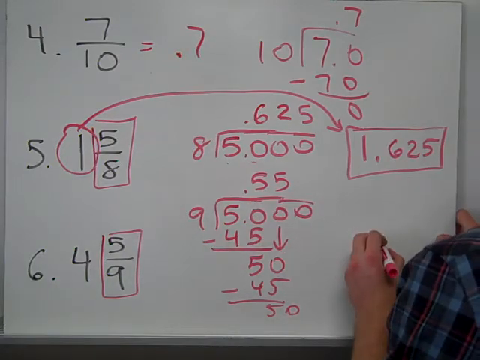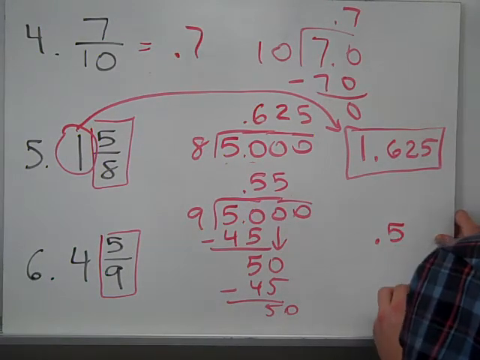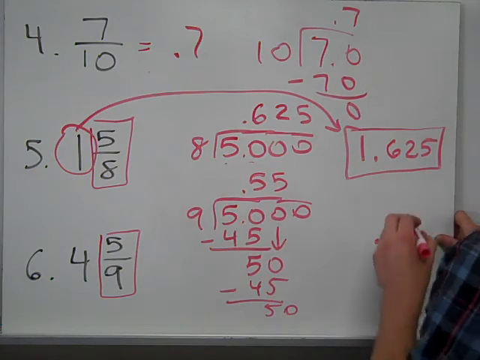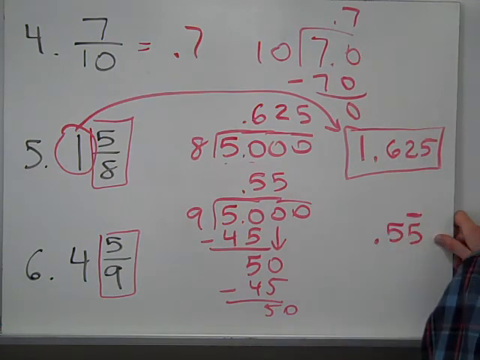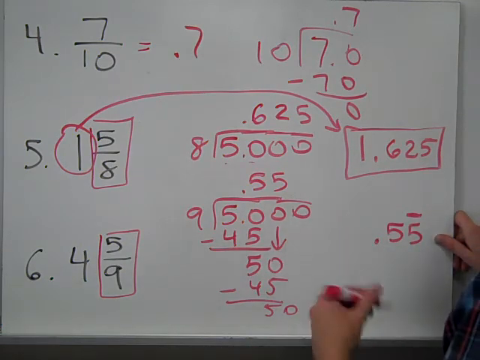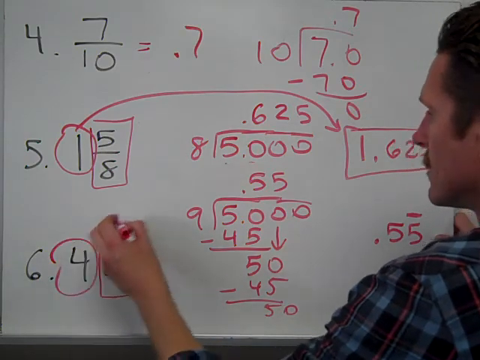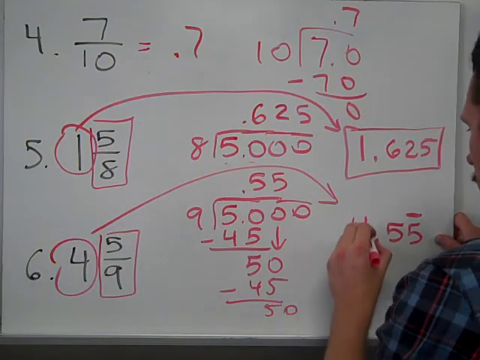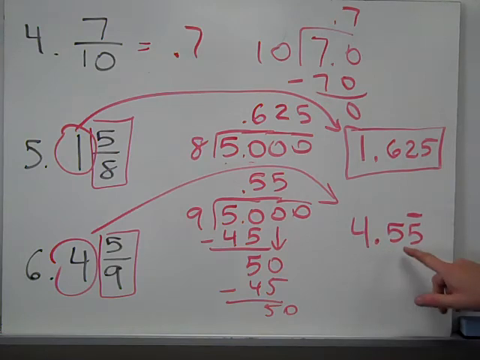So my decimal is 0.5. I can put 5 again if I'd like, and it's repeating. You can put a line over the 5, you can put a line over both, either way. Now that whole number just comes on over. 4 and 55 hundredths with the repeating line over the top.